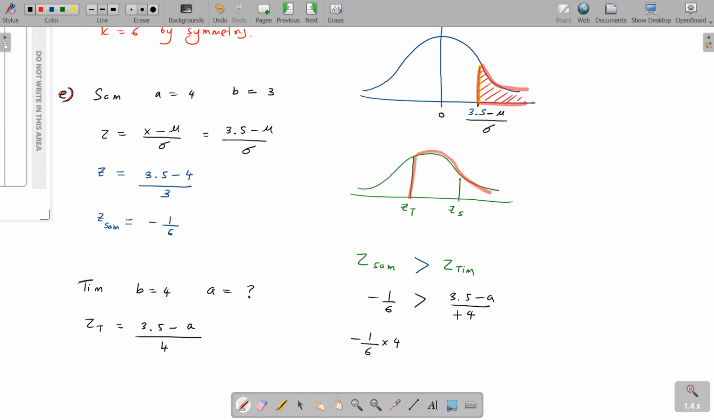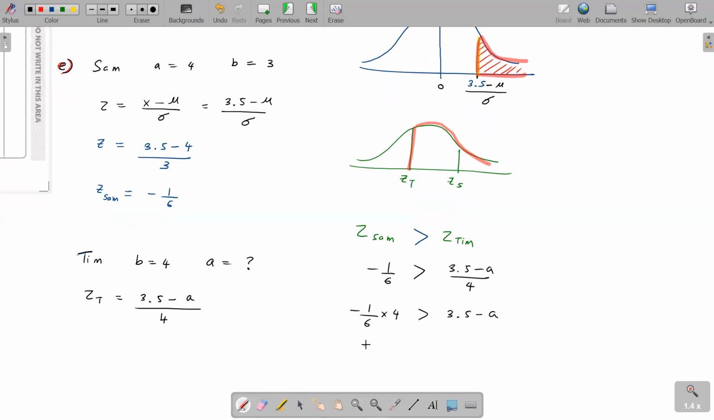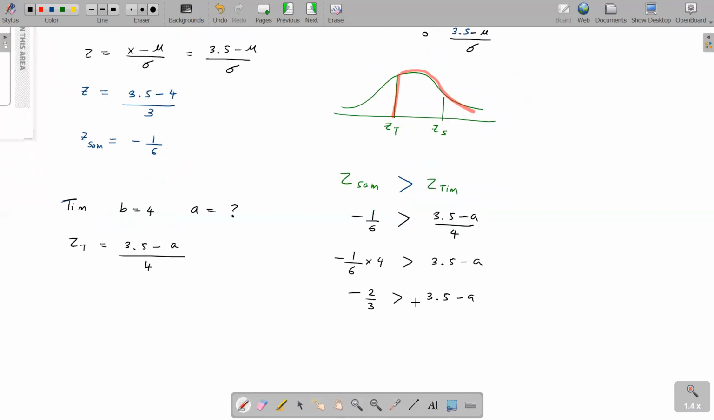4 is a positive integer, so when you bring it to the other side, it does not make any impact to the inequality sign. So I get here minus 2 over 3 greater than 3.5 minus A. So minus A comes here as plus A. I'm not bringing it as a multiplication or division. Minus A comes as addition. Minus 2 over 3 I'm taking here as addition again.